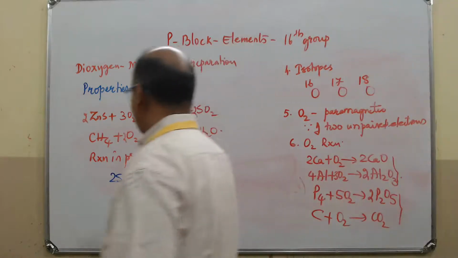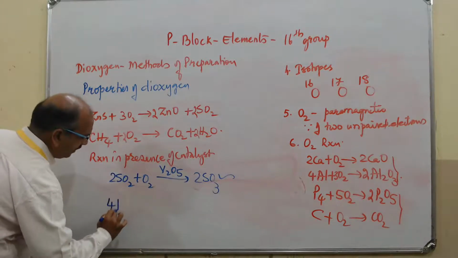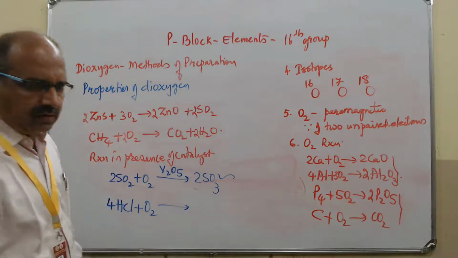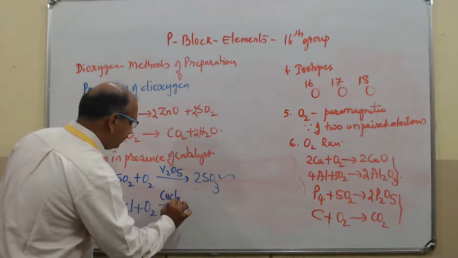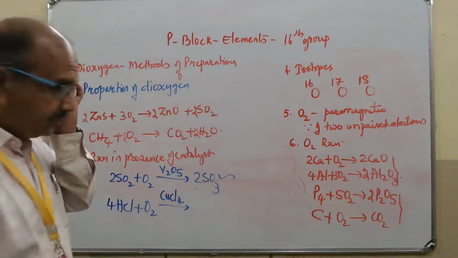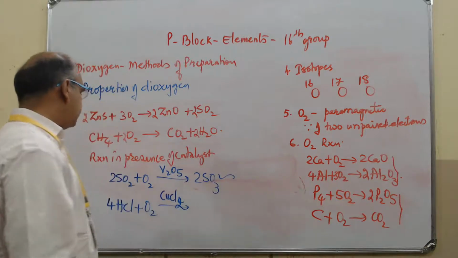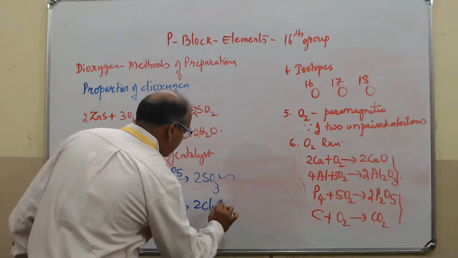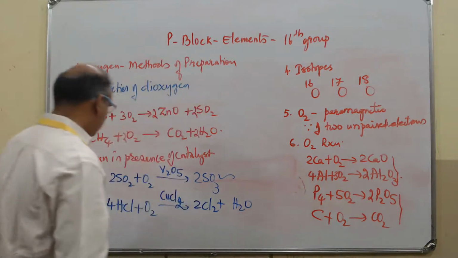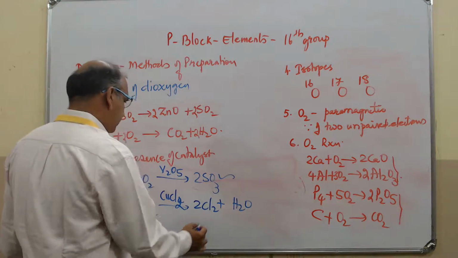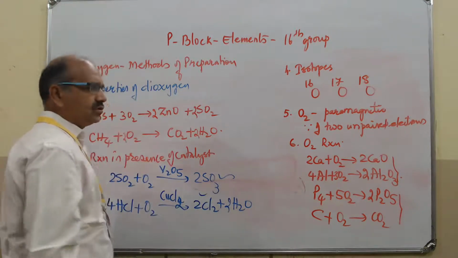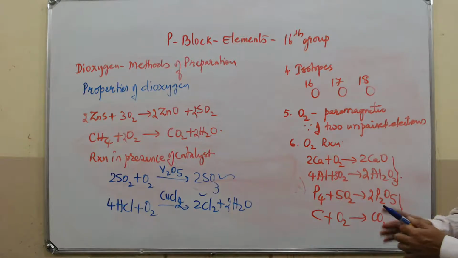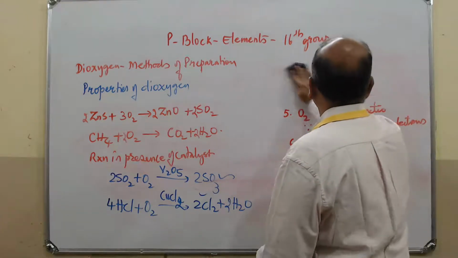Then 4HCl plus O2, in presence of copper chloride, CuCl2, I'm sorry. There it gives chlorine gas, 2Cl2 plus 2H2O. So chlorine gas also can be produced using this oxygen. Oxygen, when it is treated with hydrochloric acid, you are getting the chlorine gas.